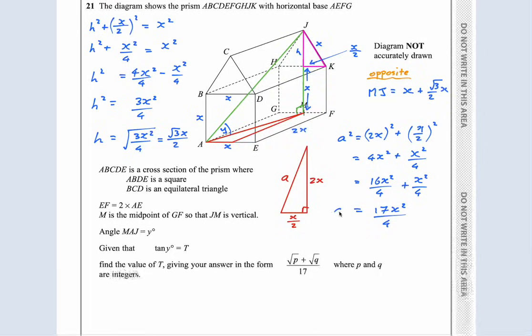And this is a squared is equal to this. A is then equal to the square root of this, the square root of 17x squared over 4. And a bit like I did up here, the square root of 17 is root 17. The square root of x squared is x, and the square root of 4 is 2. Okay, so this is the adjacent.